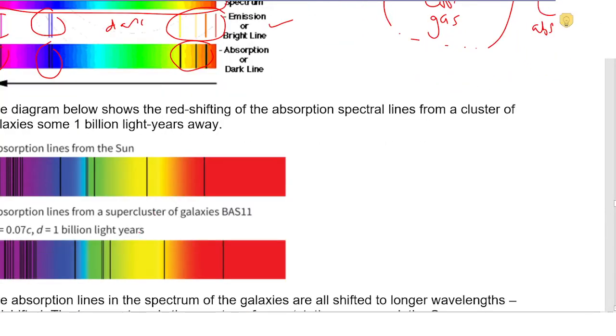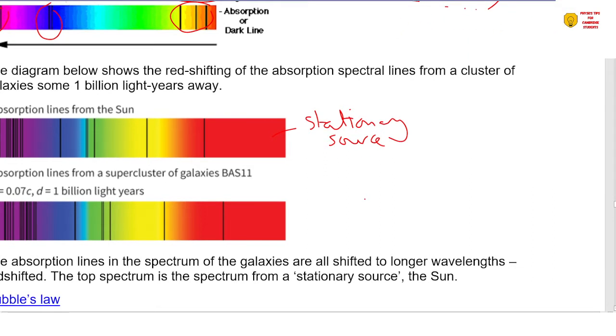So suppose we do have this in the lab using our diffraction grating. This source, we can just say, is the stationary source that is not moving. And then if you observe light that is coming from distant galaxies, you find that these wavelengths are shifted. They are shifted towards the red spectrum, in other words, shifted to the right. So we are going to call this a red shift.